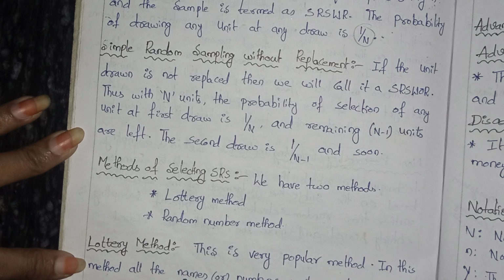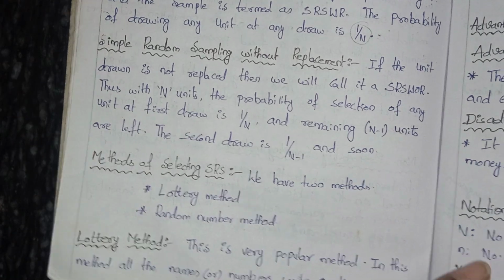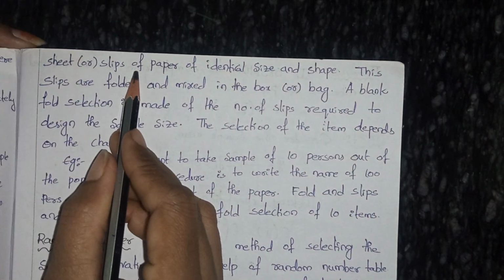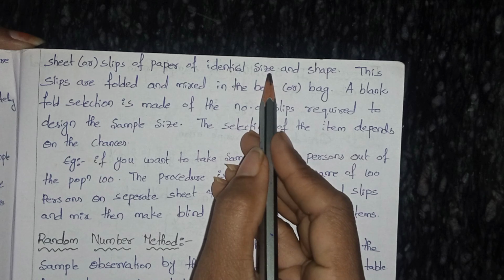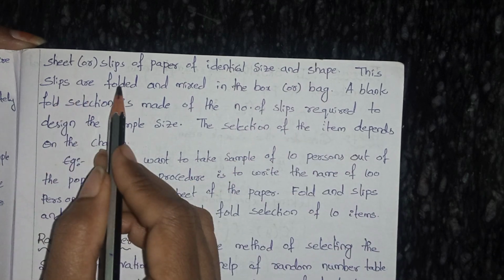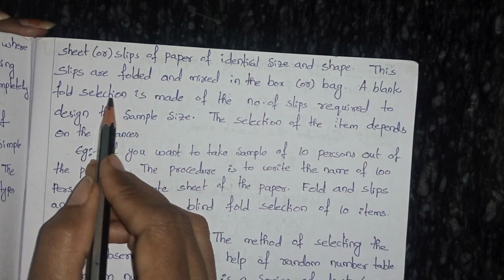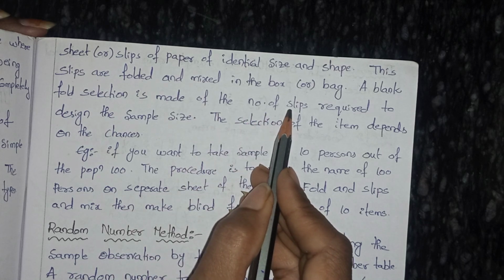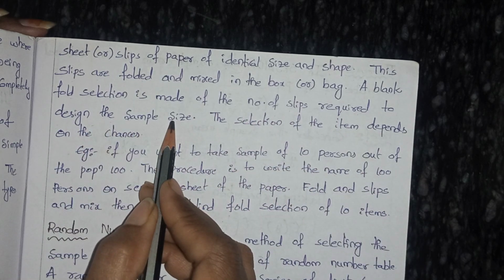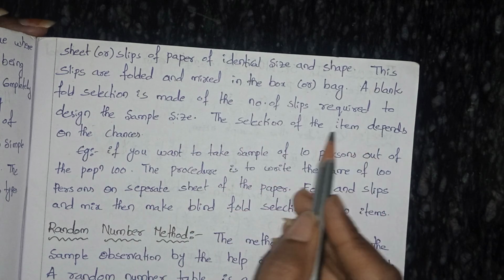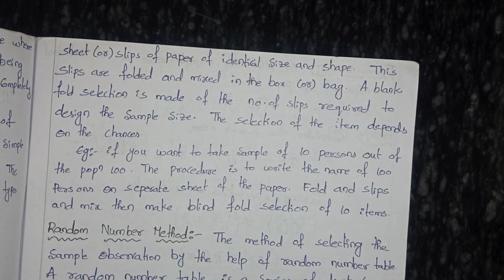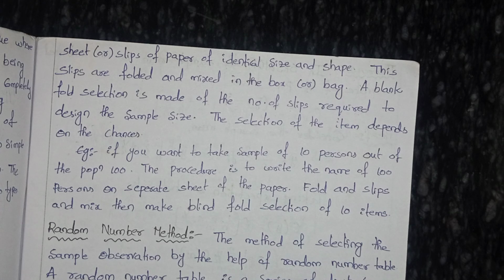In this method, all the names or numbers are written on separate sheets or slips of paper of identical size and shape. These slips are folded and mixed in a box or bag. Blindfolded, a selection is made of the number of slips required for the sample size. The selection of the item depends on chance. If I want to give you one example, you will all be familiar with playing the Ramudu Sita game, or else the chess game; you play games like that, no?